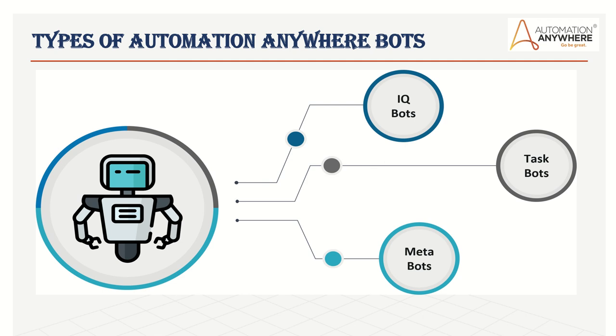What is IQ Bot? IQ Bot is the new launch from Automation Anywhere a few years back. It is one of the advanced tools. It can learn on its own and perform the task accordingly. It is so capable of understanding the programs. And IQ Bot offers automation using highly advanced cognitive technology.